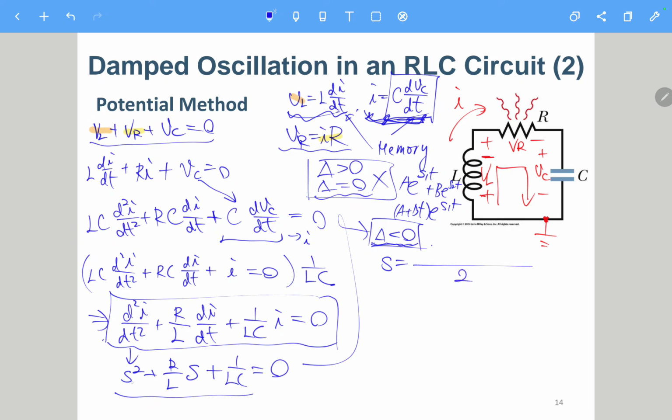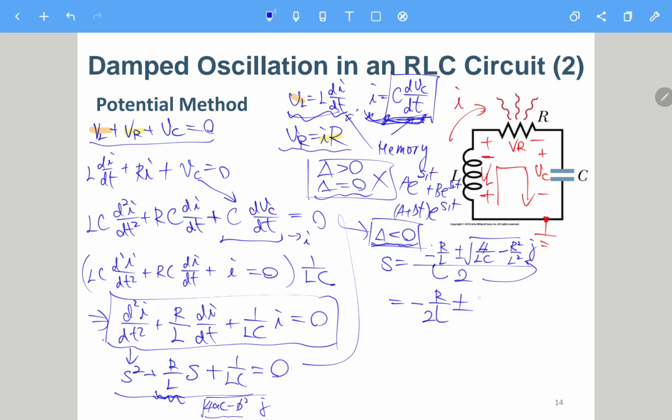Here A is 1, so we have 2 in the denominator, and then negative B, which is negative R over L, and then plus or minus. We already assumed that b squared minus 4ac is negative, so here we should have 4ac minus b squared under a square root, and then times j. j is square root of negative 1. 4ac: a is 1, c is 1 over LC, so we have 4 over LC minus b squared. b squared is R squared over L squared. We distribute the 2 here and also inside the square root. So we will have negative R over 2L, and then plus or minus, we still have a j, I forgot.